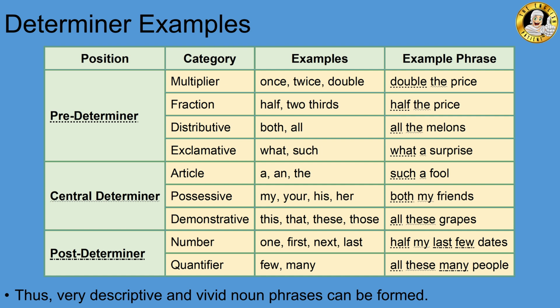Now, in this way, by using nouns that we want to use to describe what we're describing, and then adjectives to further describe those nouns, and adverbs to describe the adjectives, and determiners to tell us a little bit more information about these nouns, we can then form very, very vivid and very descriptive noun phrases.